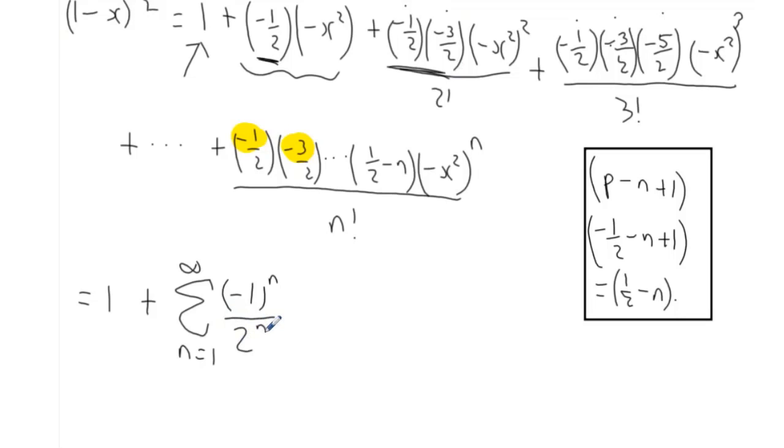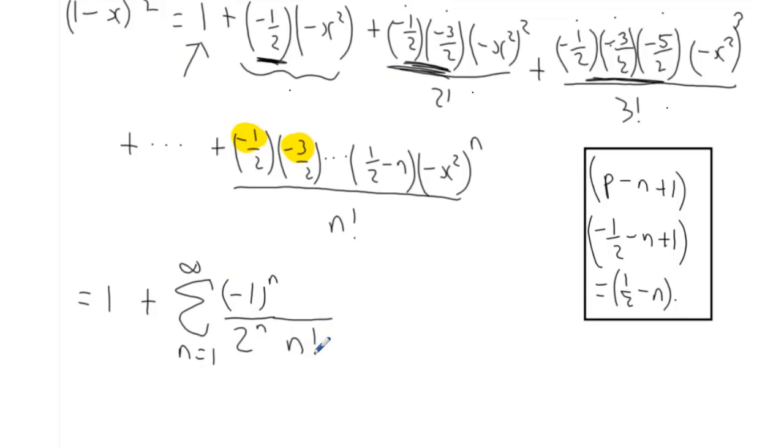Because in the first one, you've got over 2 to the power 1. Here you've got over 2 squared. The next one, over 2 cubed, right? And then you've obviously got an n factorial in all of them. That's not difficult. 1 factorial, 2 factorial, 3 factorial. So that's times n factorial.